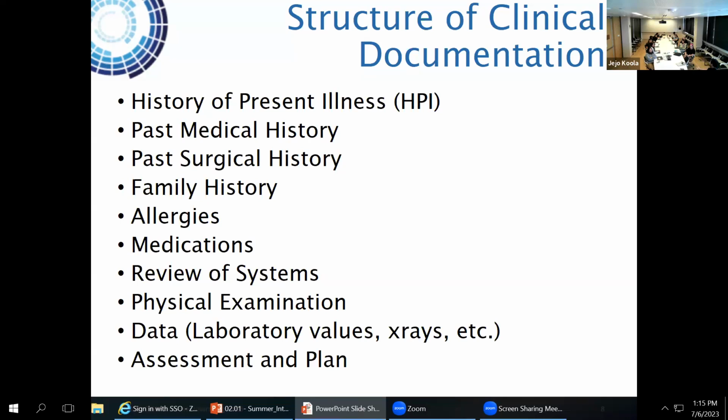Then we have physical examinations. This is the part where the doctor touches you, like a stethoscope on you, etc. We have data, which is laboratory values, x-rays, things like that. And the last section is called assessment and plan, which is the part of the medical record where the healthcare provider documents, hey, here's what I think is going on, or here are the top 3 things that I think may be going on, and here's what I'm going to do about it.